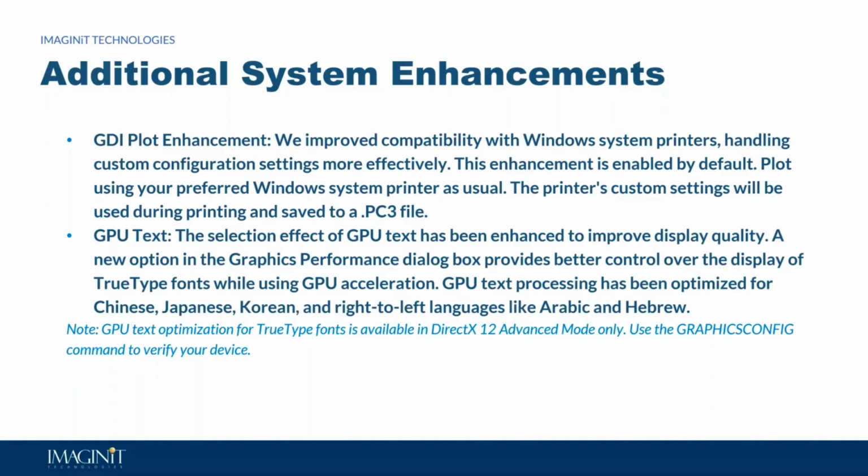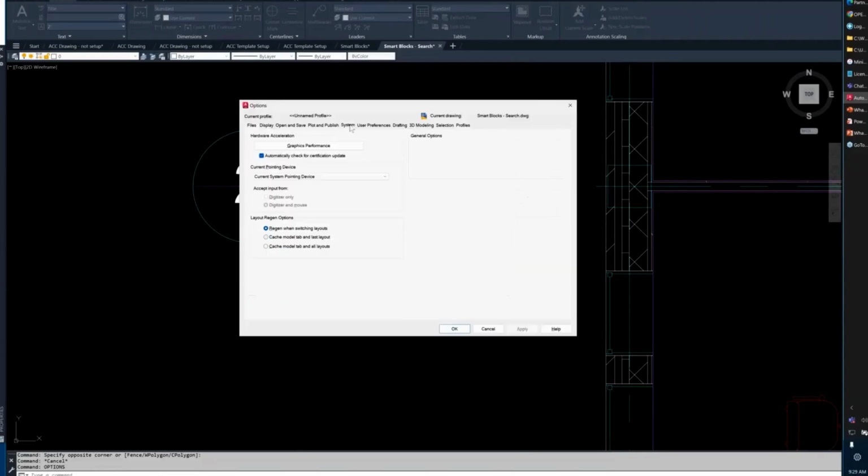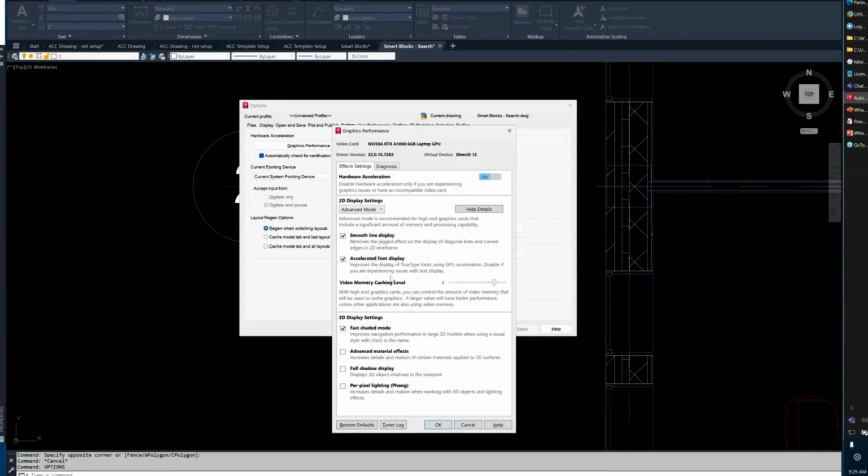And what I mean by that is when we go into our options, and we go under System, and we look at our graphics performance, our Advanced mode, this is that accelerated font display. This is the GPU acceleration for TrueType fonts. I am running DirectX 12. If for some reason we have to go back to DirectX 11, this is no longer visible, as it's hidden and it's turned off.